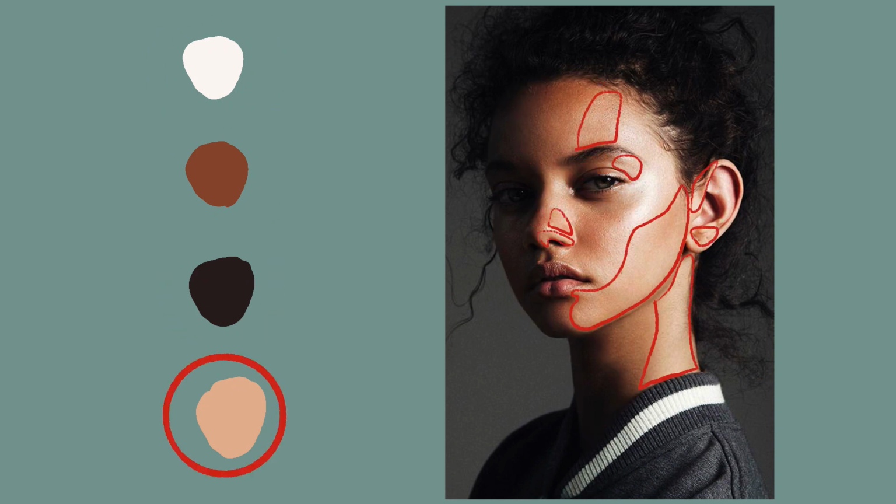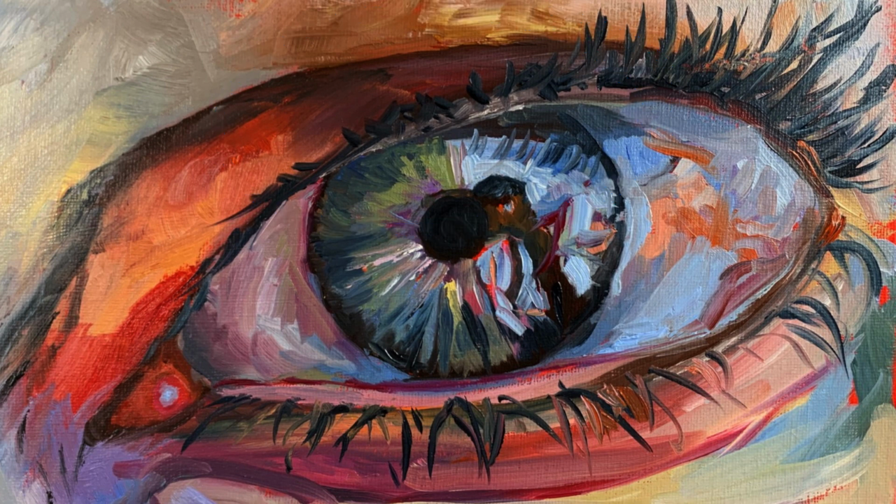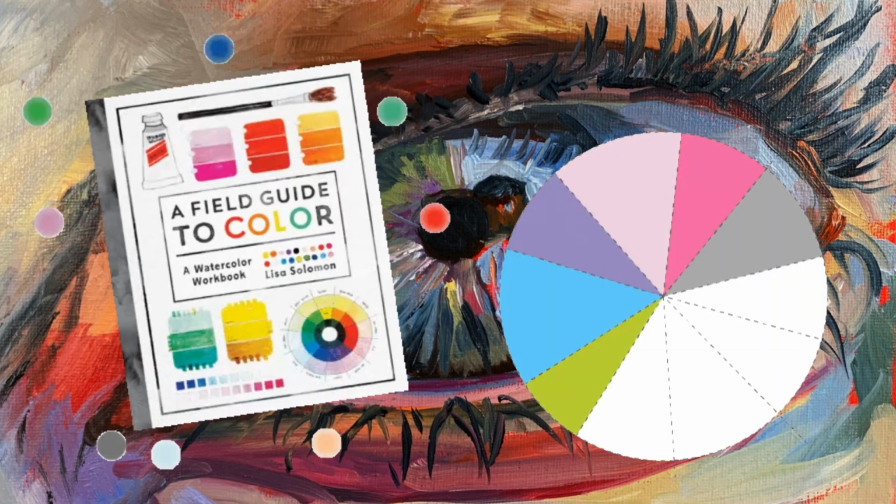Also, don't think of tones as a variation of the base color, like skin color. Observe the colors for what they actually are. If the eyelids are appearing to be a dark purple, then use a dark purple. Don't be tricked into using a darker variation of brown or tan.